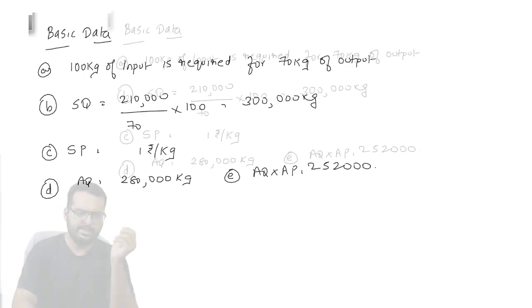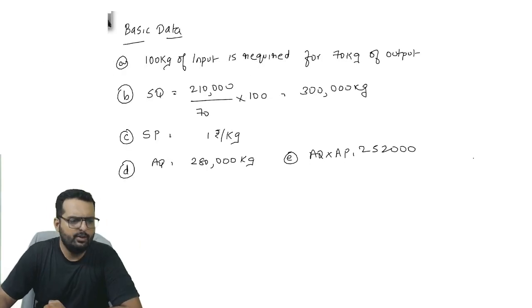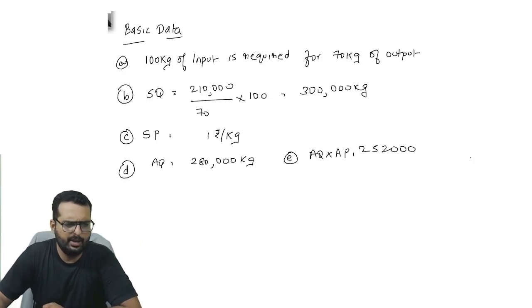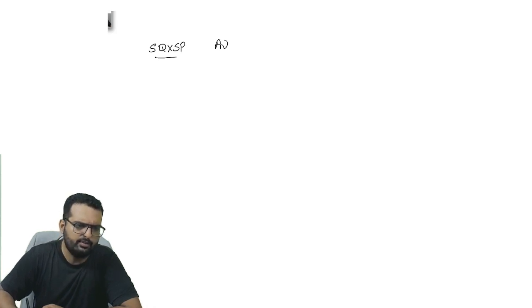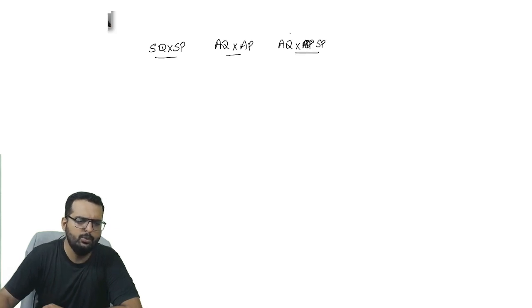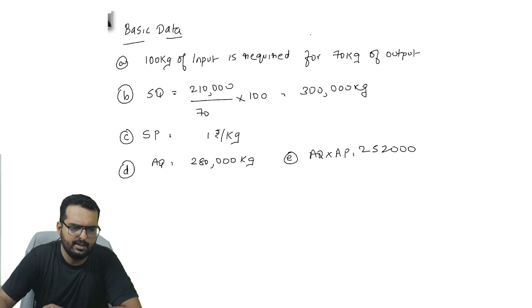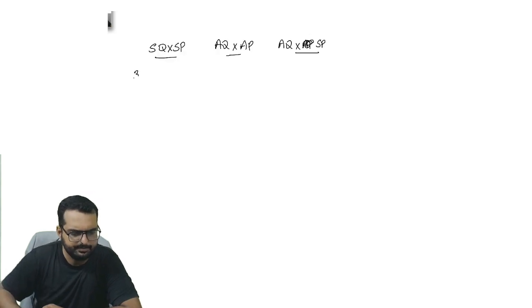I believe you are done writing this, friends. If anybody is not done, let me know, okay? Since you all already got the answer correctly on your own, I'm going a little fast. But if anybody is not yet done, just let me know. SQ into SP, AQ into AP, and what is the last one? AQ into SP. So you'll get 3 lakh into 1.